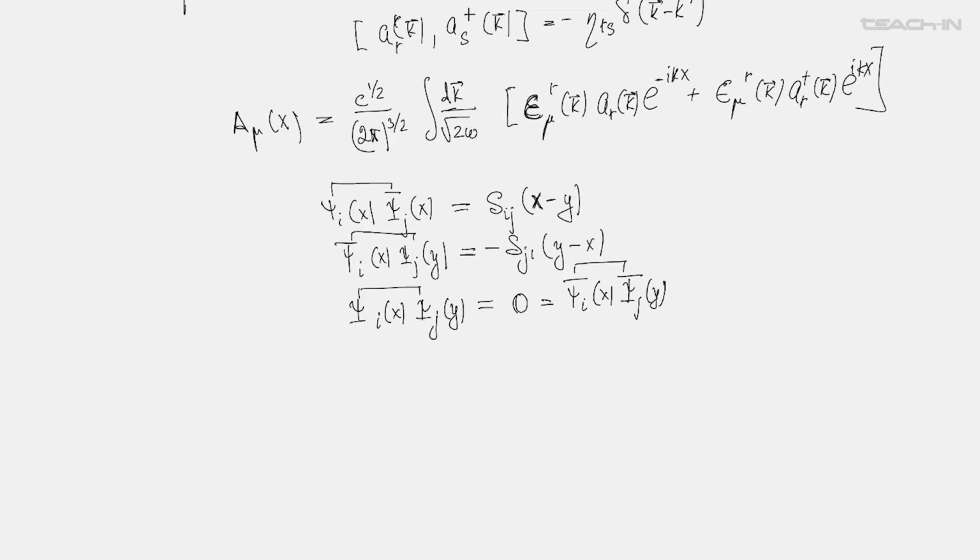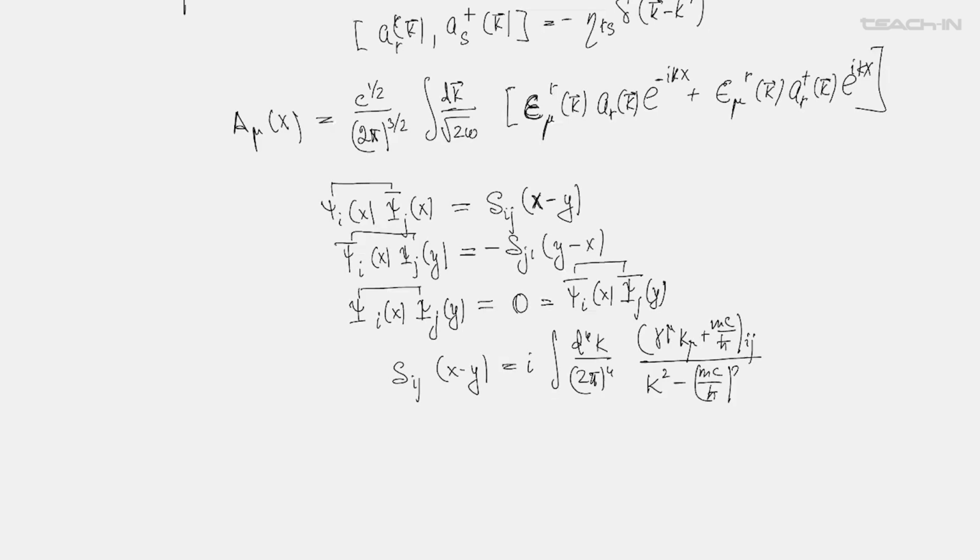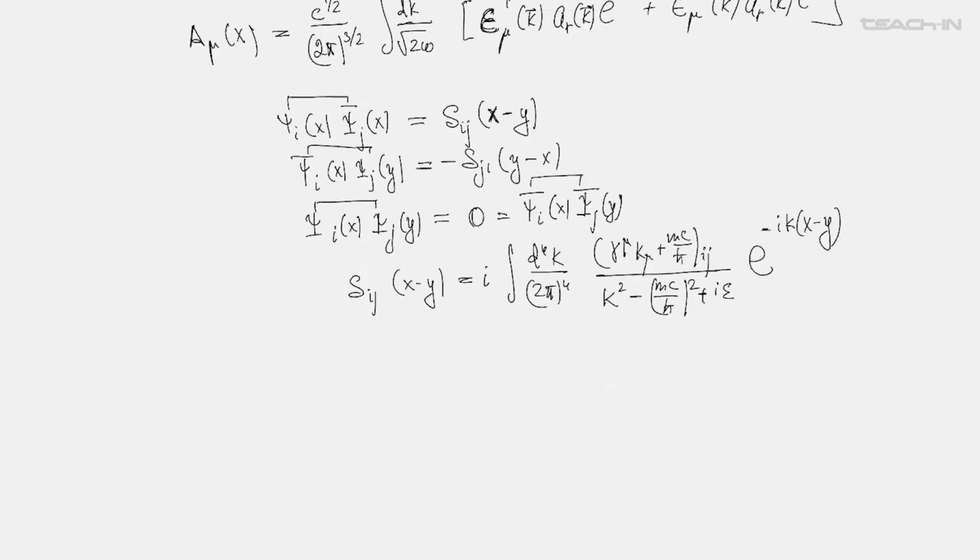Where this quantity S_ij(x minus y) is i times the integral d^4k over (2 pi)^4 of (gamma^mu k_mu plus mc over h bar) over the denominator, and I'm taking this matrix element S_ij. This is a matrix because here you have Dirac matrices, and in the denominator you have a characteristic expression involving i epsilon, and then you Fourier transform it to get the propagator in x space. This is how it looks in the Fourier representation, as a four-dimensional integral.